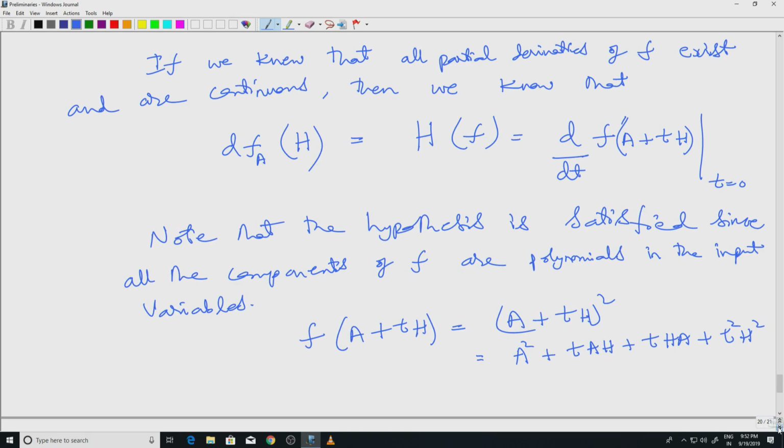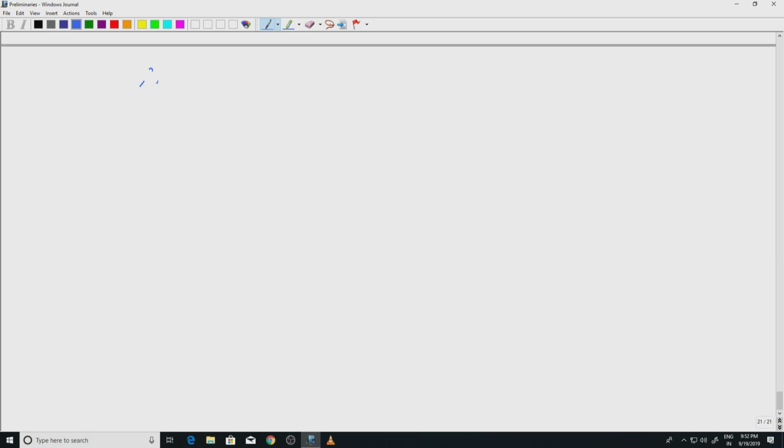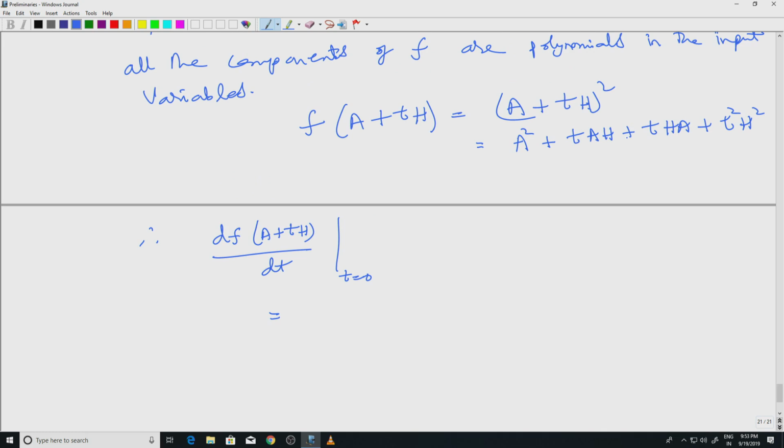Yeah, right. So this is this. Therefore, df of a plus th by dt at t equals 0, I just have to differentiate with respect to t in the usual sense here, and then basically I will get 2t in the last term, and this first term disappears because there is no dependence on t, and in the second two terms the t becomes 1 after differentiating. So when I put t equals 0, finally I will get h plus ha, which is the formula that we had earlier.